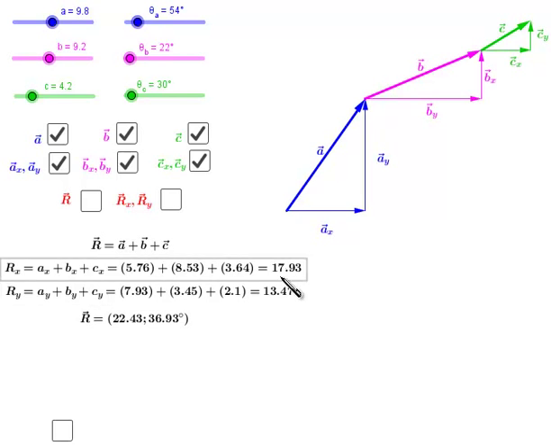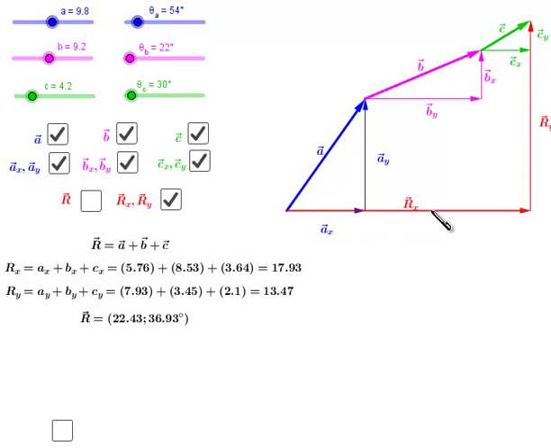So let's look at these components here. So this Rx is equal to Ax plus, by the way, I have a little mistake here. This should be like this. So I hope that didn't throw you off. So this is x and that's y. So Rx is equal to this vector plus this vector plus this vector, and Ry is equal to this vector plus this vector plus this one that we can't see anymore. So remember, it was right here.